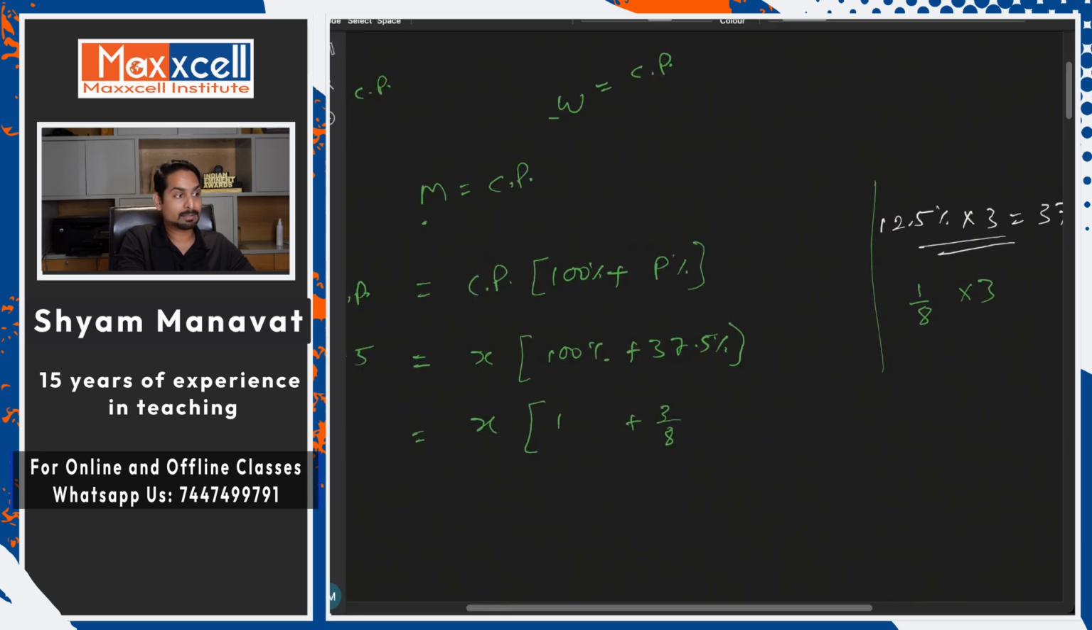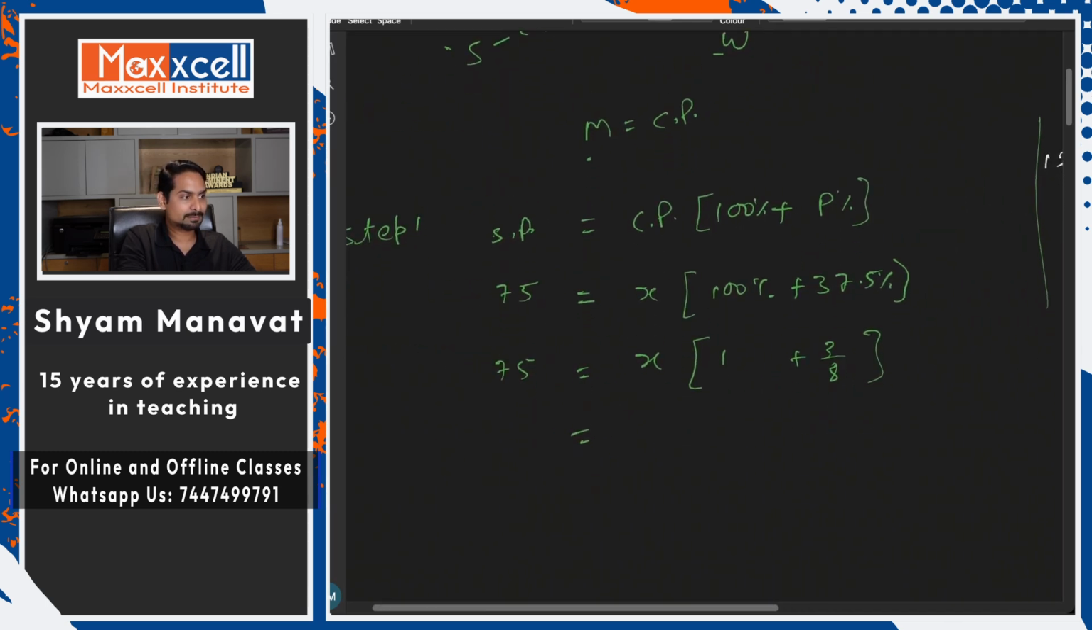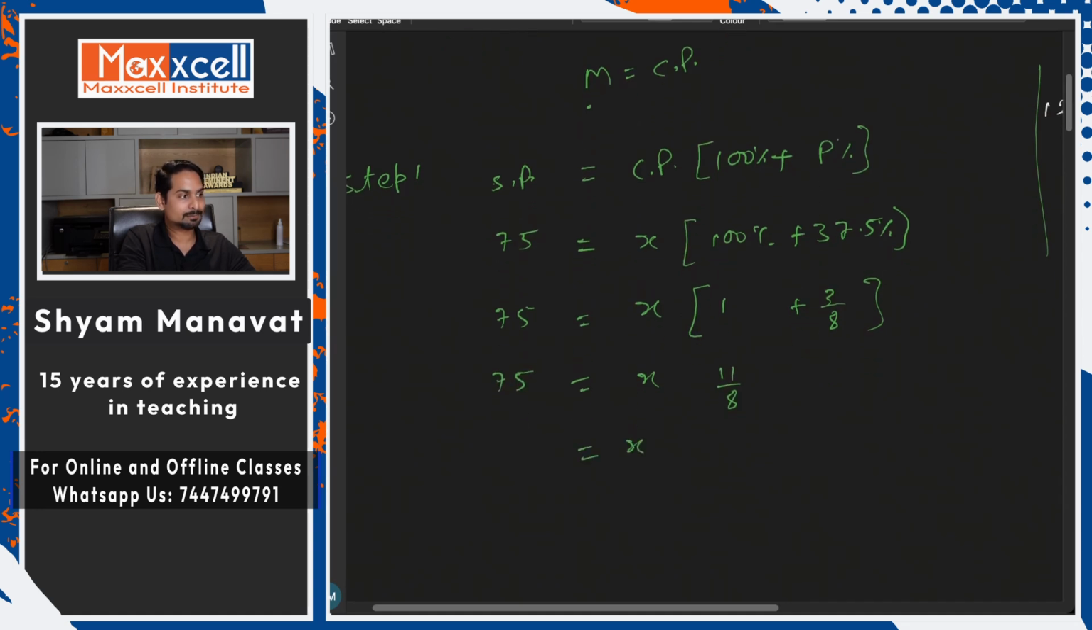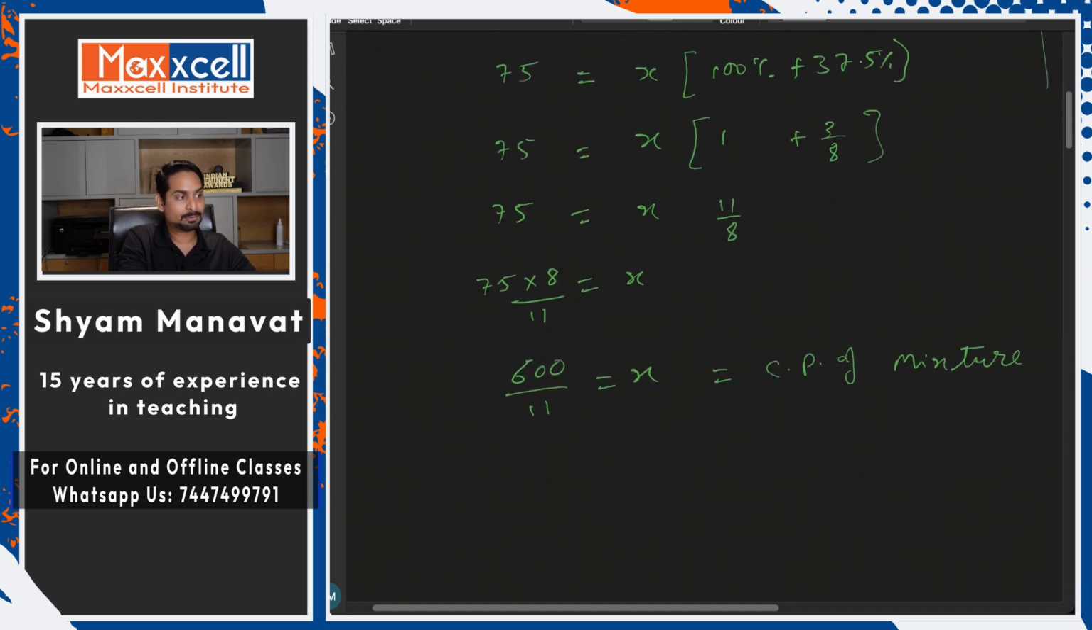And the fraction value of 100% is 1, that is 75. Now if you simplify this further, you get 11 by 8 here, and this is 75. Simplify further, x is equal to what? 75 into 8 upon 11. What is 8 upon 11 into 75? That will get you 600 by 11, right? This is nothing but the cost price of the mixture of spirit and water. Now you can apply the alligation rule.